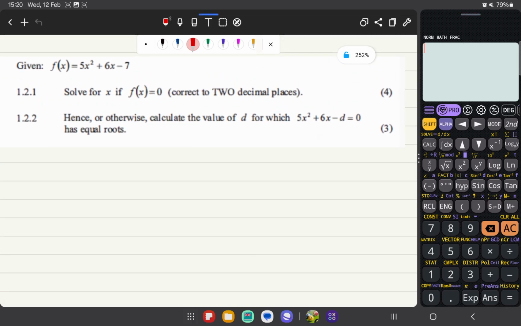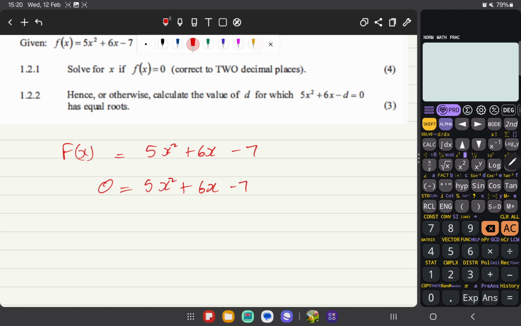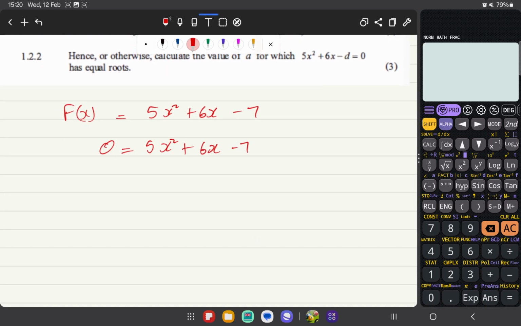The next question says solve for x if f of x is equal to 0. So f of x, which is 5x squared plus 6x minus 7, and they say it is equal to 0: 5x squared plus 6x minus 7 equals 0. They say solve for x if that is the case. In this situation, you already see that the coefficient of x squared is not 1. So let's go back to that method of mine. What do we do?